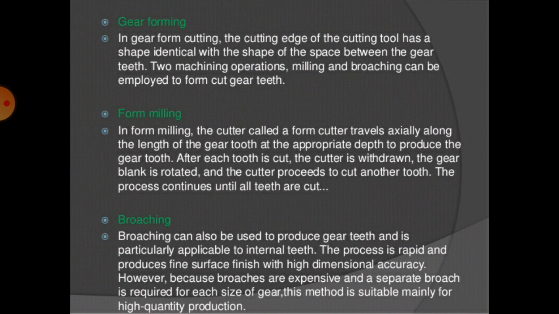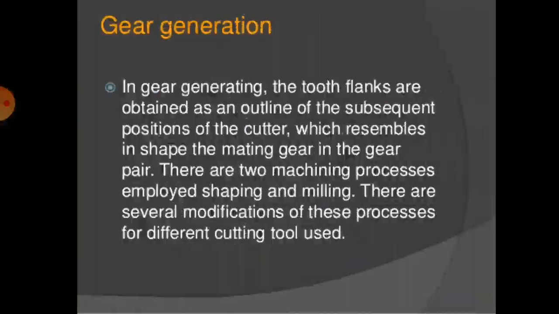Next process is broaching. Broaching can also be used to produce gear teeth and is particularly applicable to internal teeth. The process is rapid and produces fine surface finish with high dimensional accuracy. However, because broaches are expensive and a separate broach is required for each size of gear, this method is suitable mainly for high quantity production.